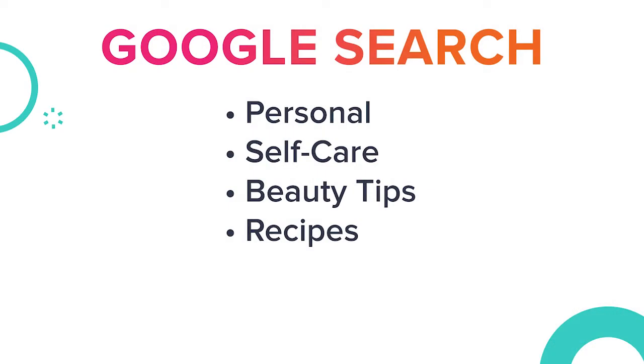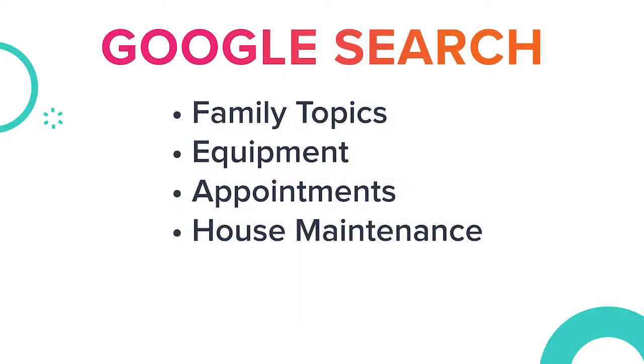What are some of the things that Mary searches for on Google? Maybe that's where she spends her personal time: self-care, beauty tips, recipes for cooking, things like that. I love it. She's probably also Googling things for the family too, right? Yes, so family things. It could be equipment. Well, appointments, maintenance for the house, maintenance for the family, things like that.